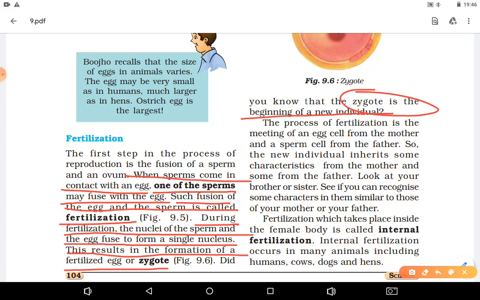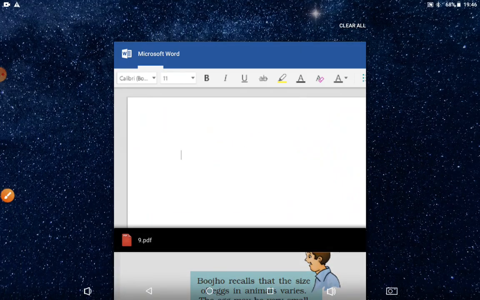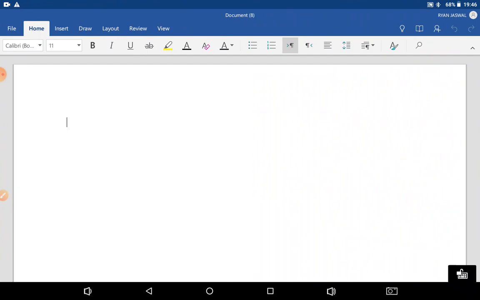Clear? Okay. The process of fertilization is the meeting of the egg cell from the mother and the sperm from the father. So the new individual will take characters from the mother and the father. Is that clear? Now understand what happens during the process of fertilization.